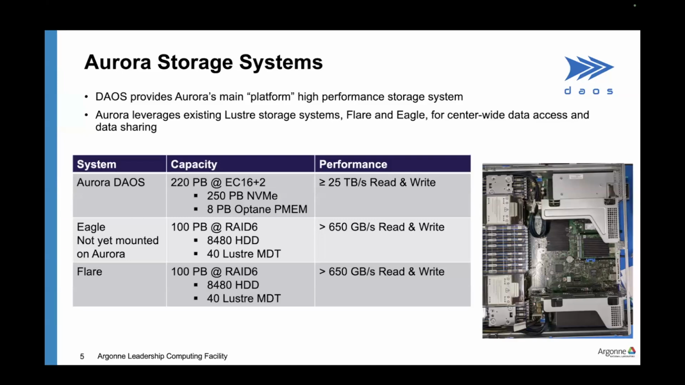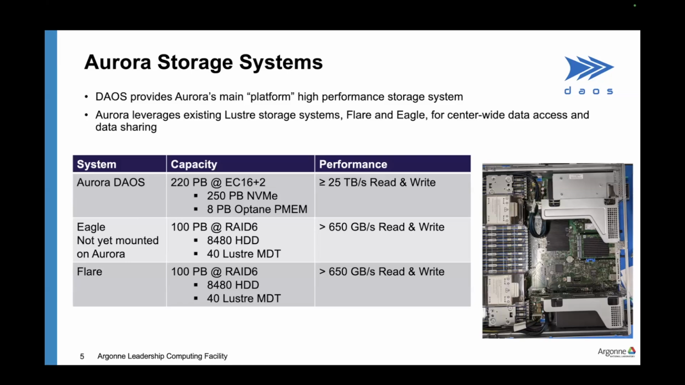Okay, on Aurora we've got 3 main file systems, actually 4. There's not one on this list. Kaushik's also going to go into these. The Aurora DAOS is our main high performance file system or storage system on Aurora. You can see that it's sized approximately twice the size of Eagle or Flare, our 2 Lustre file systems.